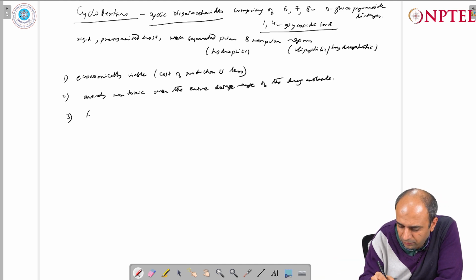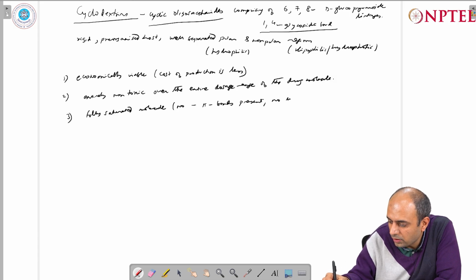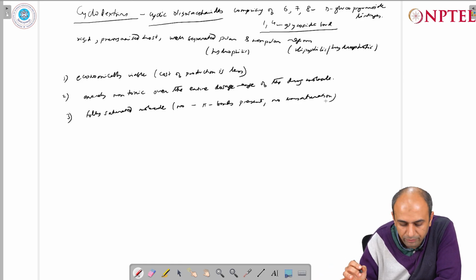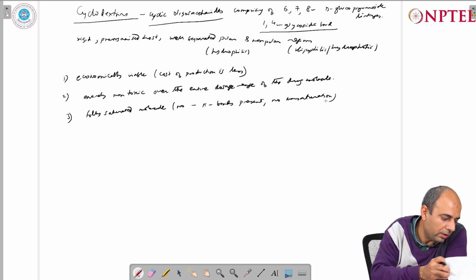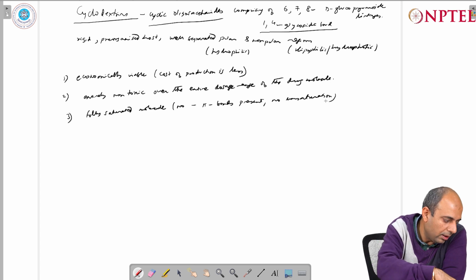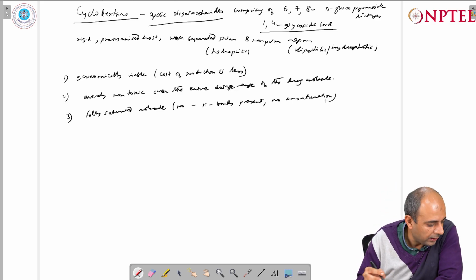The third thing is that it is a fully saturated molecule. There are no pi bonds present, that is, there is no unsaturation. So it is purely a sigma framework driven molecule. So it is fully saturated. And let us now look at the structure of this particular compound. What does this particular molecule look like? So we can draw the corresponding cyclodextrin to start with.